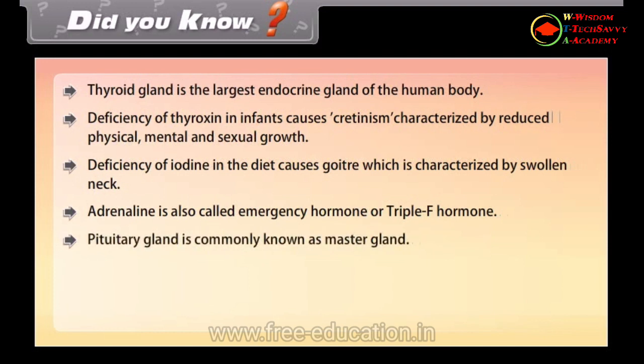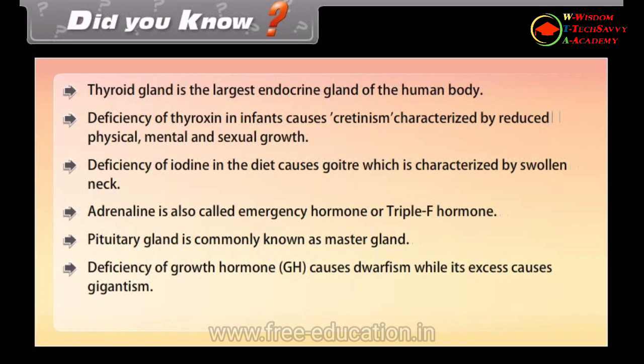Pituitary gland is commonly known as master gland. Deficiency of growth hormone GH causes dwarfism, while its excess causes gigantism. Deficiency of insulin causes diabetes.